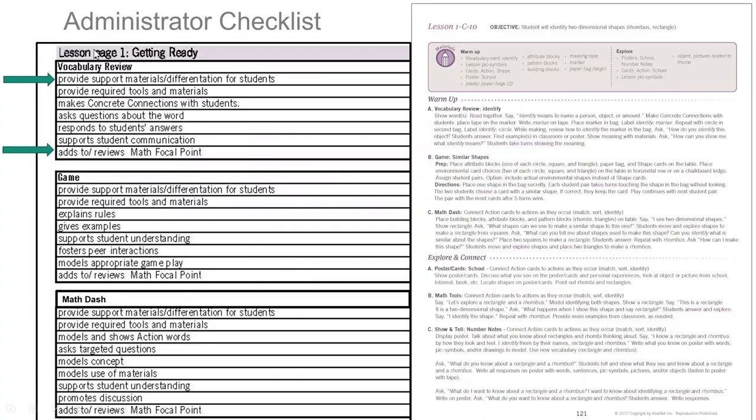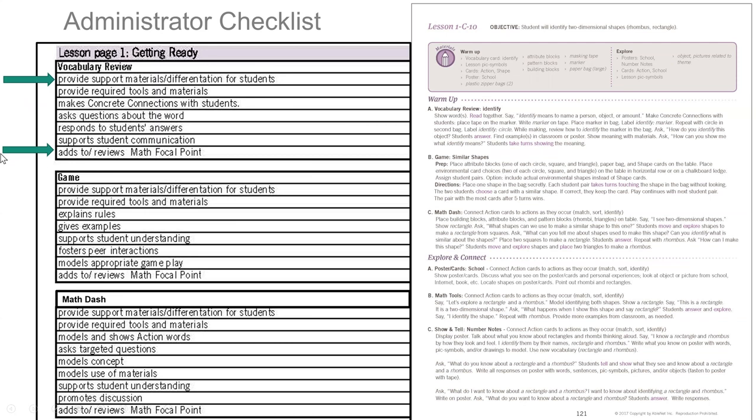So in looking at the checklist here, I have lesson page 1, getting ready, right? That was the vocabulary review and the game portion of the lesson we looked at earlier. I wanted to point out that where you see the green arrows is something that is repeated with every lesson component: that the teacher provided support materials or differentiation for students, yes or no. It might be a not applicable, right?